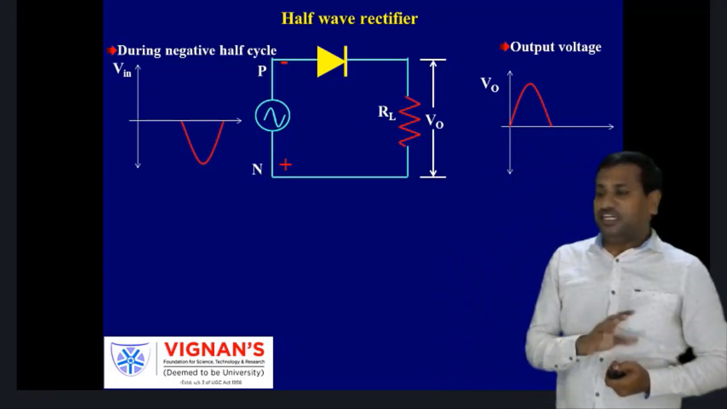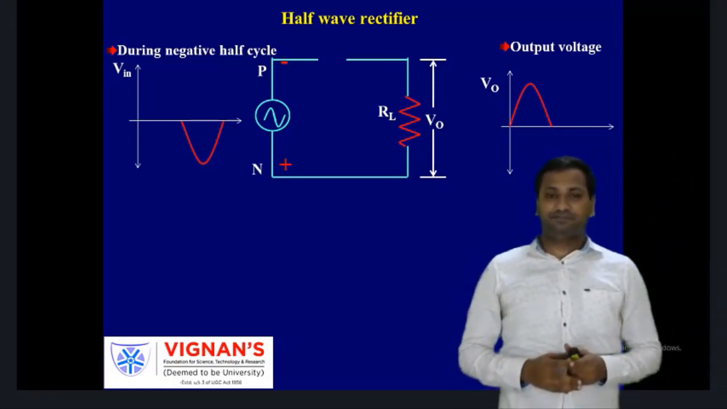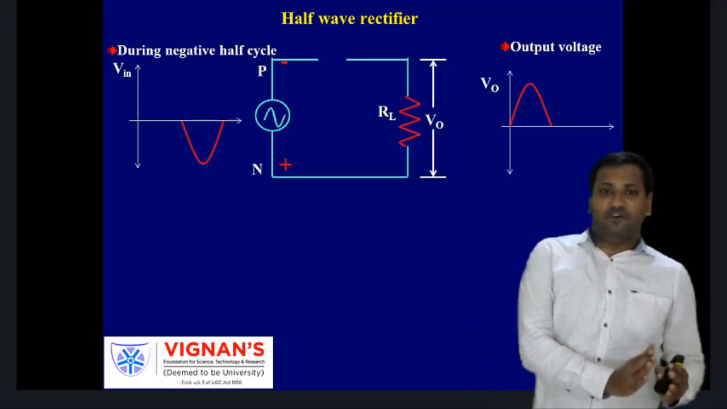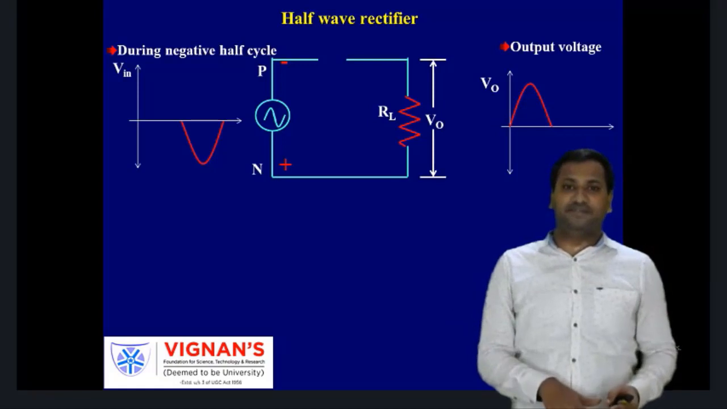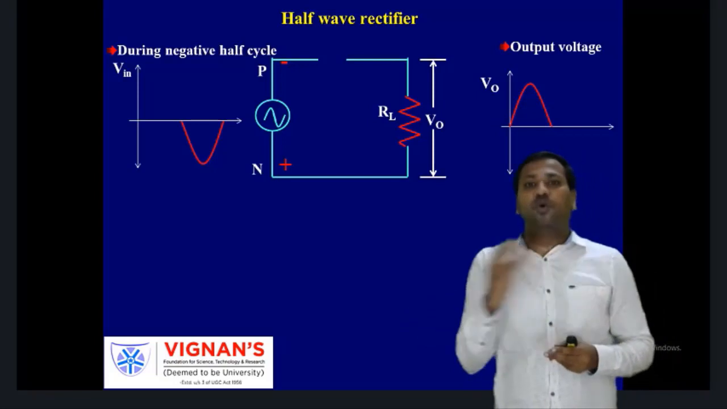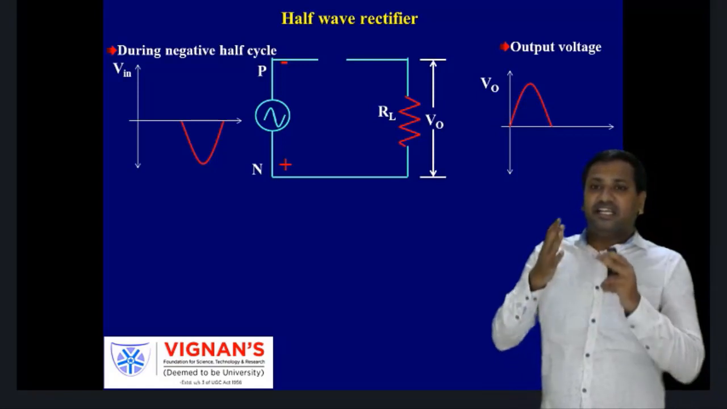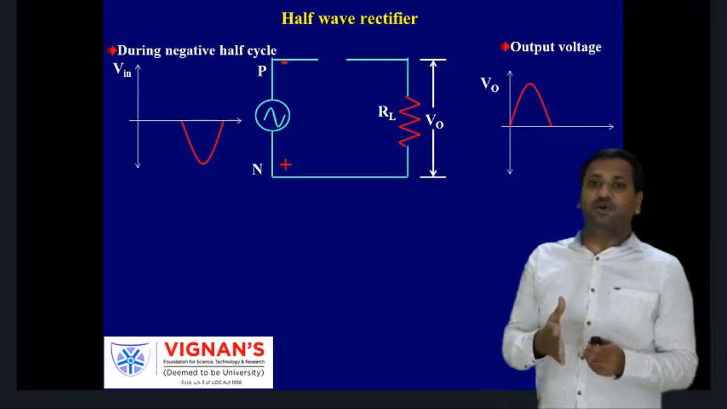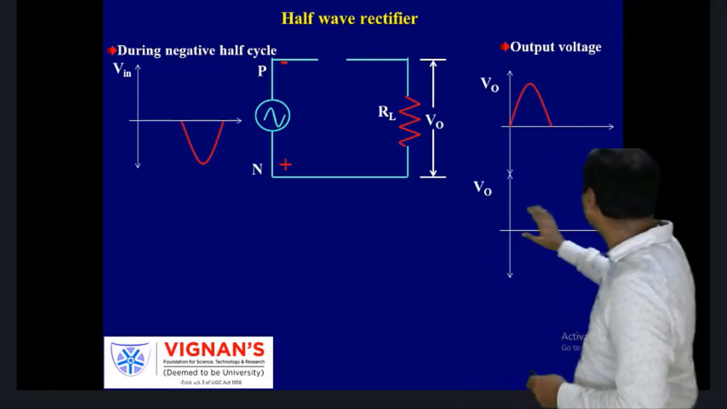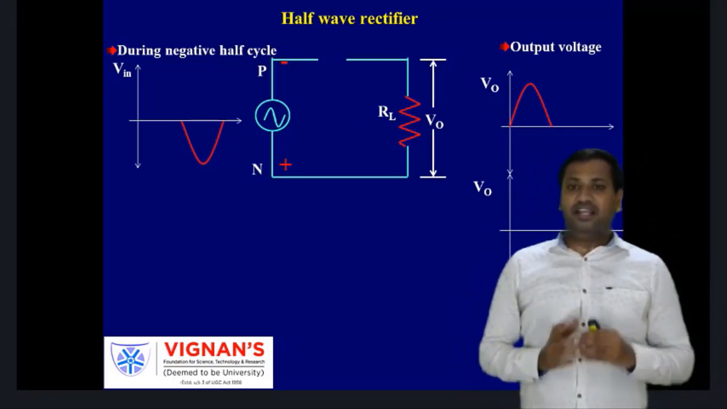That means there is no connection from source to load in reverse bias, so no current flows from source to load during the negative half cycle. Once there is no current flowing, there is no voltage available on the load side. That means there is indirectly zero voltage across the load in the second half cycle, the negative half cycle, of the input voltage.